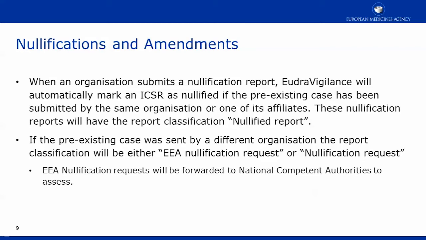When an organization submits a nullification report, EV-Vigilance will automatically mark an ICSR as nullified if the pre-existing case has been submitted by the same organization or one of its affiliates. These nullification reports will have the report classification Nullified Report. If the pre-existing case was sent by a different organization, the report classification will either be EEA Nullification Request or Nullification Request. EEA nullification requests will be forwarded to the national competent authorities to assess.